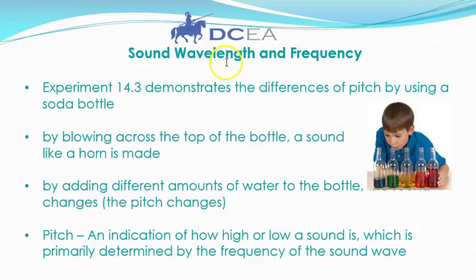So let's talk about sound, wavelength, and frequency. Experiment 14.3 in your text demonstrates a difference of pitch by using a soda bottle. By blowing across the top of the bottle, a sound like a horn is made. By adding different amounts of water or liquid to the bottle, the pitch changes. Pitch is an indication of how high or low a sound is, and that's primarily determined by the frequency of the sound wave.